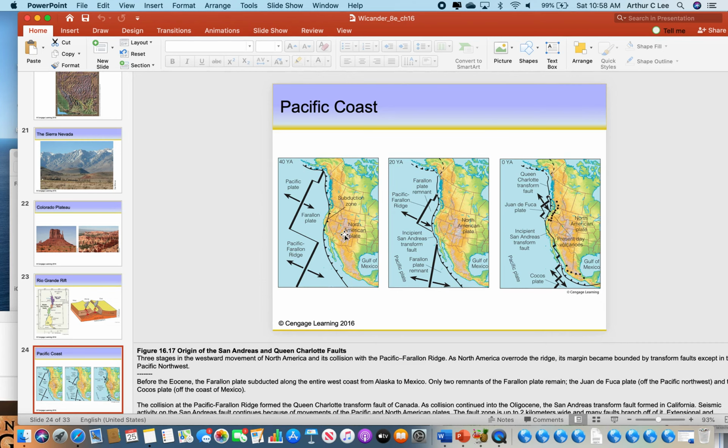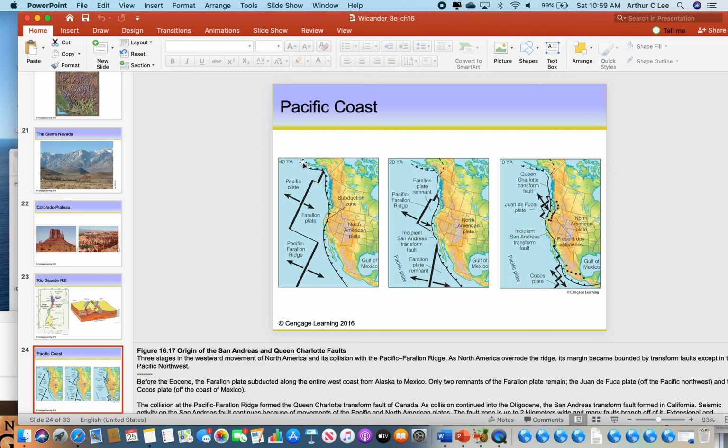The Colorado Plateau, the Sierra Nevadas, the Cascade Mountain Range, was all formed by subduction. So here you can see up here in the upper left of these maps the age. So this is 40 million years ago, this is 20 million years ago, and this is today. Let's see what happened in terms of plate tectonics from 40 million years ago during the earlier part of the Cenozoic to 20 million years ago to today.